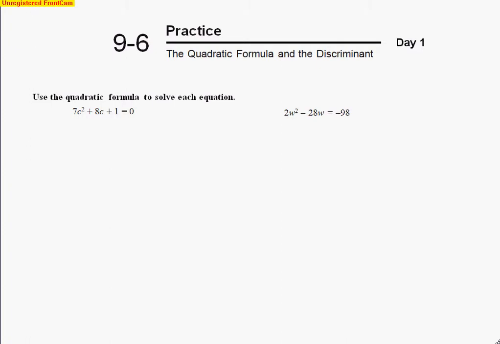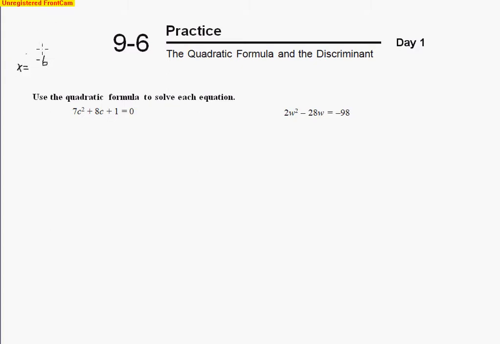This is the tutorial for Chapter 9, Section 6, titled The Quadratic Formula and the Discriminant. So we're spending 2 days on this section, and this is the first day. What we learned last week is that the quadratic formula is derived from completing the square. And the quadratic formula goes this way. It gives us our x values by just plugging in numbers.